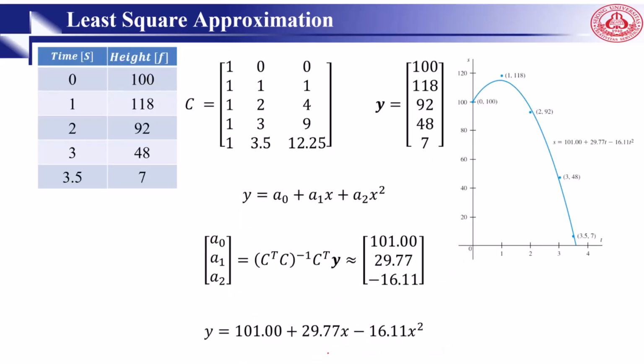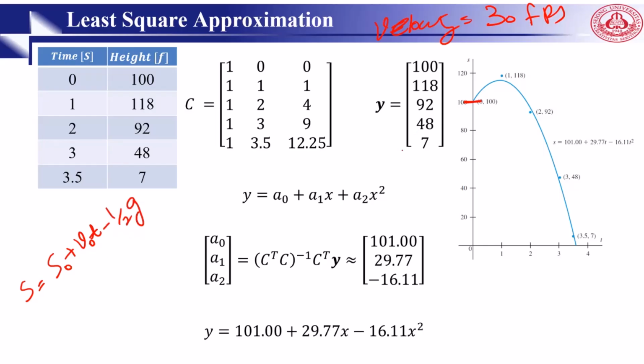Suppose a ball is thrown upward from a building of 100 feet. This is the height of the building in feet, and we throw the ball at a velocity of 30 feet per second. Based on a known equation in physics, the height of the ball after t seconds is equal to s0 plus v0 t minus 1/2 g t squared, where g is the acceleration of gravity.